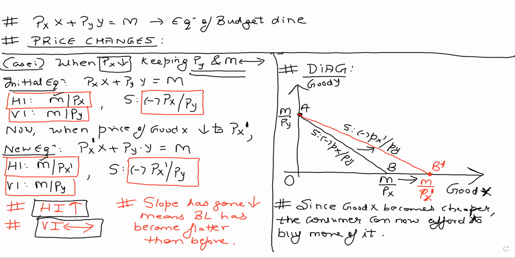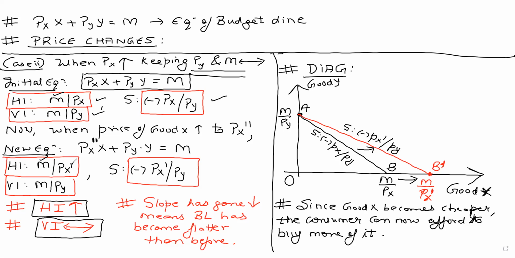And guys, then within this, let's look at the case. What happens when price of good X rises, keeping the price of good Y and income constant? So guys, initial equation will remain the same. Horizontal, vertical intercept and slope will remain the same. But now, a small change. Suppose the price of good X rises to Px double dash. So my new equation will be Px double dash times X plus Py times Y is equal to M.